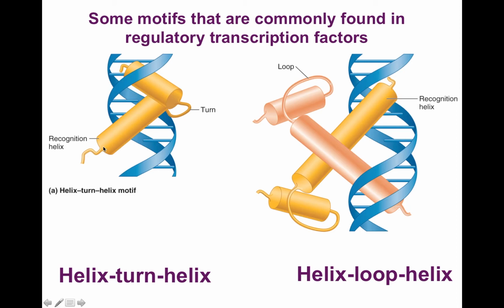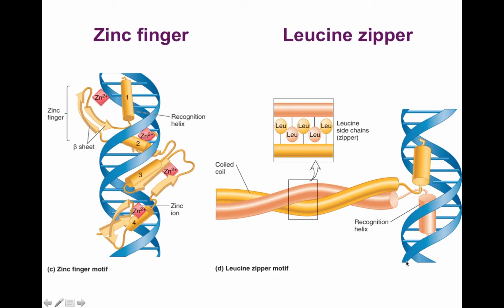Helix turn helix, and then there's another domain called the helix loop helix. Notice that this is a dimer, 2 polypeptides. Zinc fingers, which bind atoms of zinc, and leucine zippers that have hydrophobic stripes, which allow these alpha helical domains in the polypeptides to coil around each other, called a coiled coil.